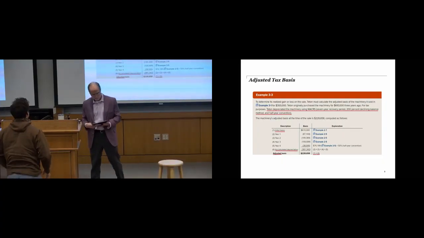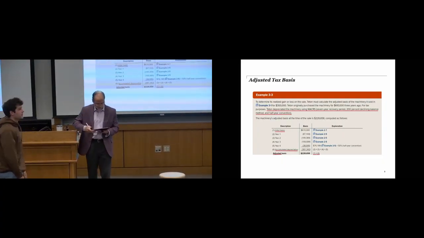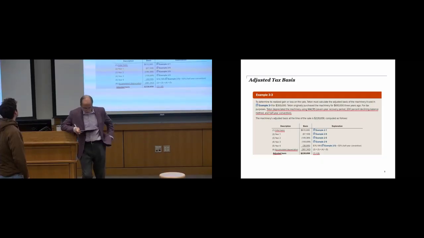This is an example of 3.3, the profit statement. It's to determine realized gain or loss on sales. First, calculate the adjusted basis of the machinery sold in example 3.1 for $300,000. Teton originally purchased the machinery for $610,000 3 years ago. For tax purposes, Teton depreciated the machinery using the MACRS 7-year recovery period, 200% declining balance method, and half-year convention.